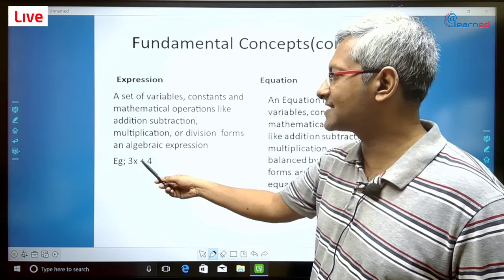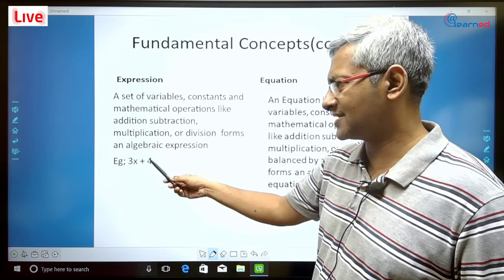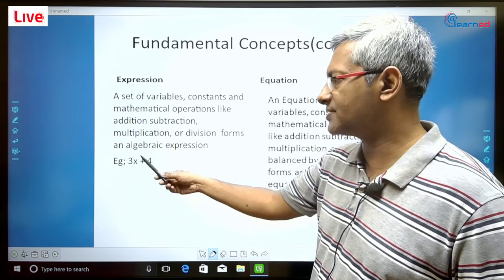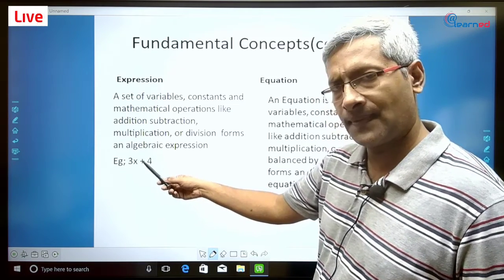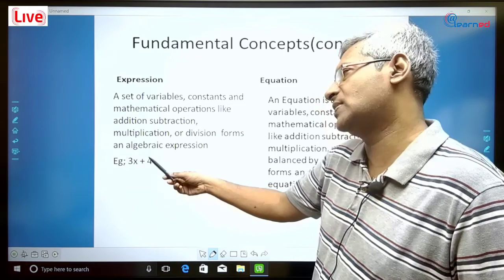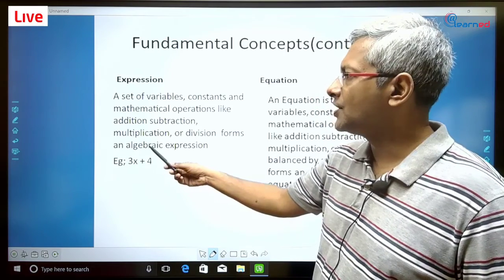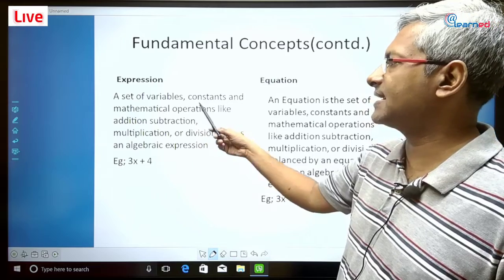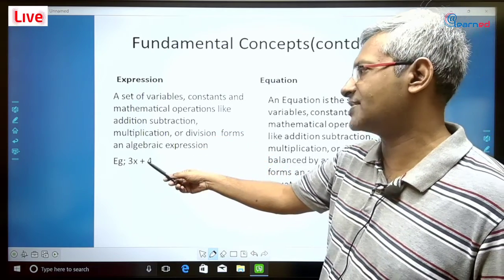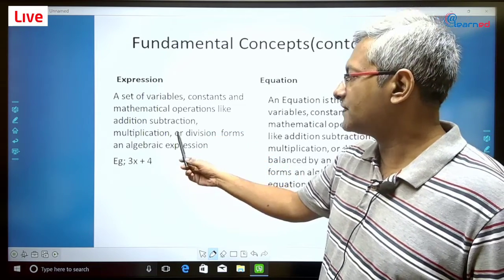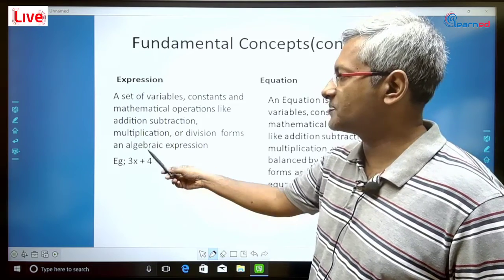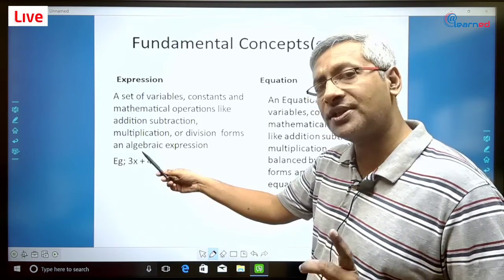So 3x is separated from this constant by the plus sign, right? So we have a plus sign, we could have a minus sign over here. So an expression is a set of variables, constants and mathematical operations like addition, subtraction or division, which forms an algebraic expression. So this is an expression. This is not an equation till now.